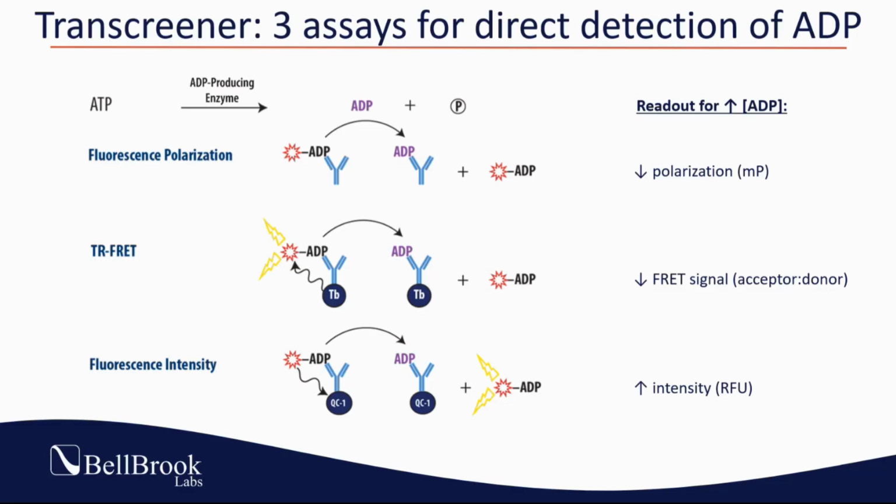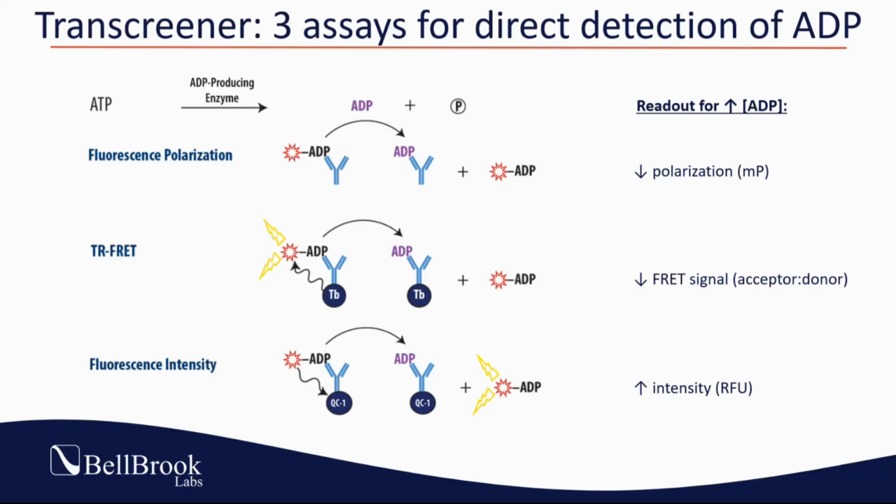In the second instance, we have a TR-FRET-based assay where we have, again, an ADP antibody, but this is conjugated to a terbium donor. And when the ADP tracer is not yet displaced, it is close enough to this terbium donor that it is able to undergo Förster resonance energy transfer, and it will emit its own lower energy photon from the excess energy that it has absorbed from the terbium donor. So a typical FRET. And so again, in this case, we are measuring a decrease in the total FRET signal, reflecting that proximity of the acceptor, the tracer, to the donor, the terbium bound to the antibody. And then finally, we have a fluorescence intensity assay.